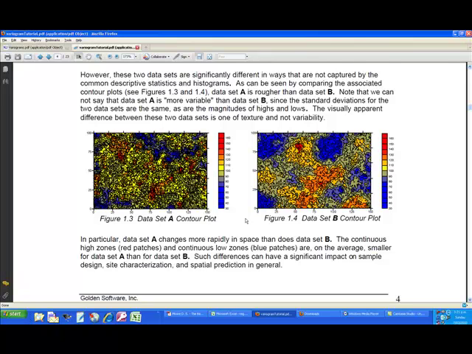Okay, so this is the problem that we're trying to solve. There's a difference here, and our standard descriptive statistics don't give us a way to get a handle on that, but it's important, and so we'd like to find some measure of this texture difference.